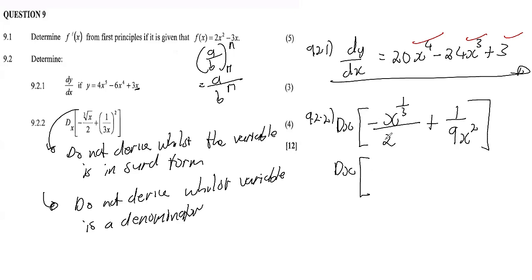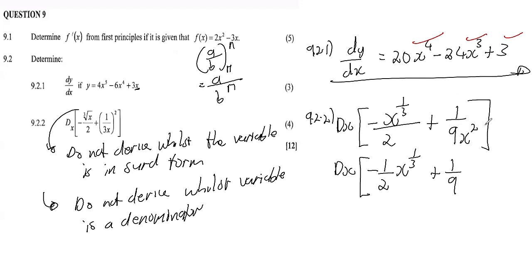And then what we can do here so that we can clearly see our coefficient is just to write this as negative 1 over 2 and then x to the exponent of 1 over 3. So I did not change anything. I simply wrote it in a way that I can easily see. Then from here on, I have the 1 over 9, which happens to be my coefficient at this point.